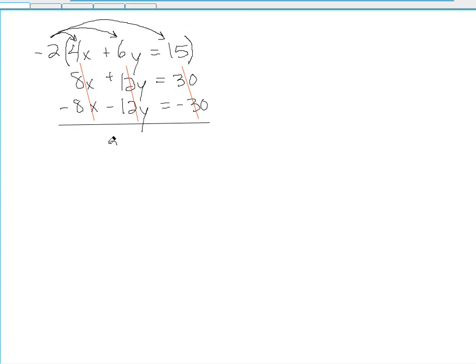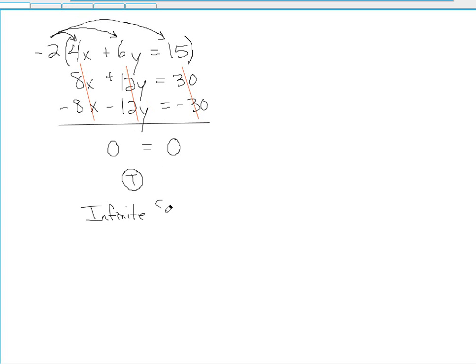You have 0 on the left-hand side of the equation and 0 on the right-hand side of the equation. That, of course, is an identity. That's a true statement. 0 does, in fact, equal 0. When that happens, when you eliminate either one or both of the variables and you end up with a true statement, that means you have an infinite number of solutions.